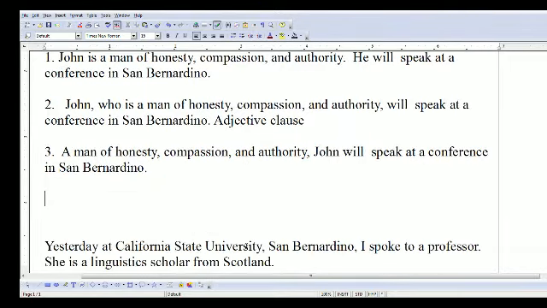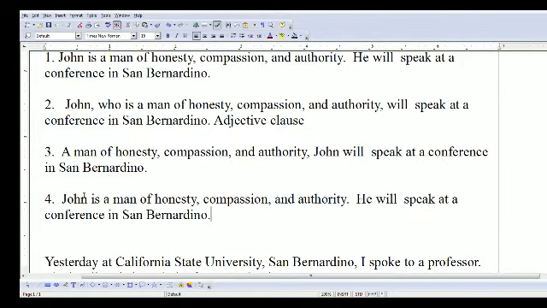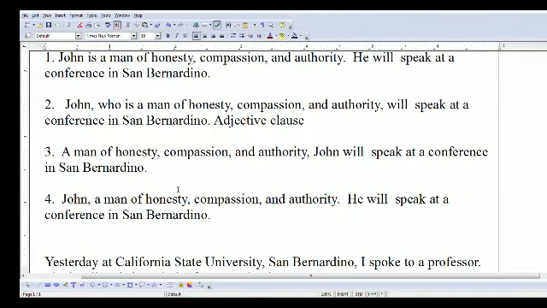Let me show you one other thing. Now let's say you take this idea one more time. You can also do this. Right? So you have number 4. John, a man of honesty, compassion, and authority, will speak at a conference in San Bernardino. Now, what am I trying to show you?